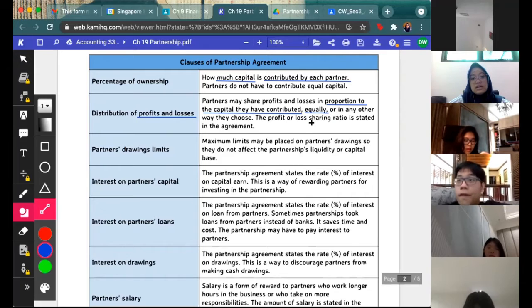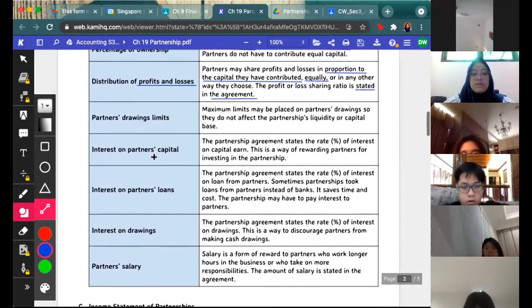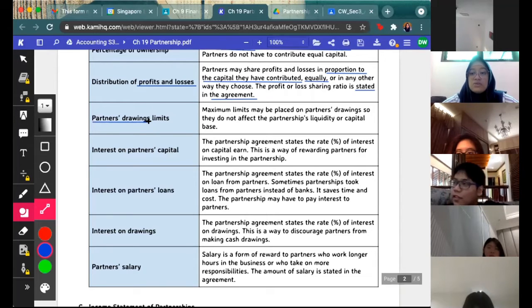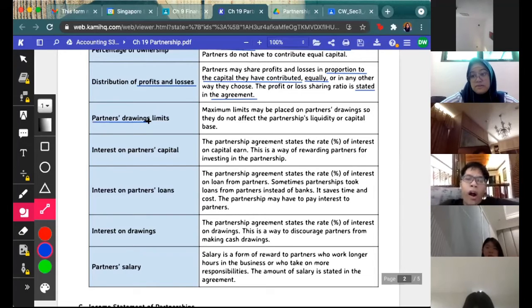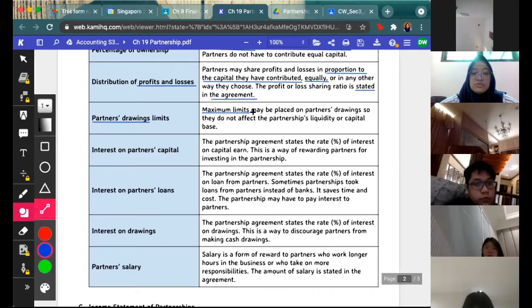The profit or loss sharing ratio has to be stated in the agreement to avoid disagreements. Okay, next one, partners' drawings limit. As partners, they may have drawings from the business. It is very important to put down the limits of drawings so that partners cannot draw too much, because it will affect the daily activities of the partnership. So it is important to have a maximum limit for partners to take drawings.